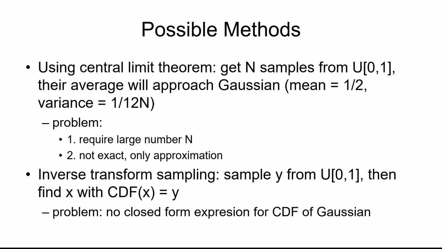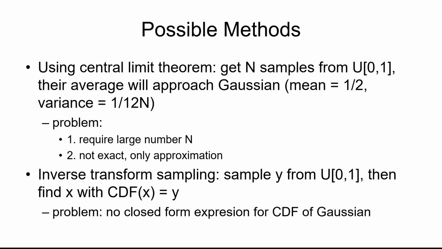And based on this assumption, it is easy to come up with some methods that can help us sample in the Gaussian distribution. For example, we can use central limit theorem. So basically, we can get n samples from the uniform distribution from 0 to 1, and then take the average. This average will follow a Gaussian distribution with mean equal to 1/2 and variance equal to 1 over 12n.